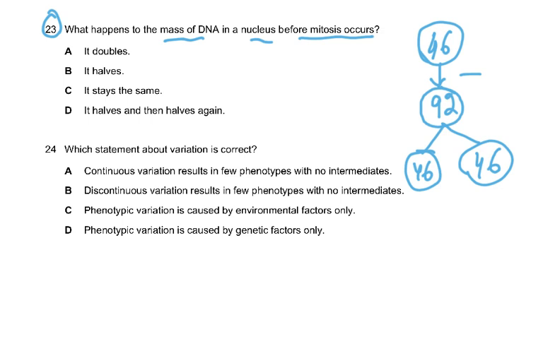So what we have to understand is that the answer is A, it doubles. The mass of 46 chromosomes is, say, 2 nanograms, so it becomes 4 nanograms. So it doubles. It doesn't halve, it doesn't stay the same, it doesn't halve and then halve again. No, that's more for meiosis.